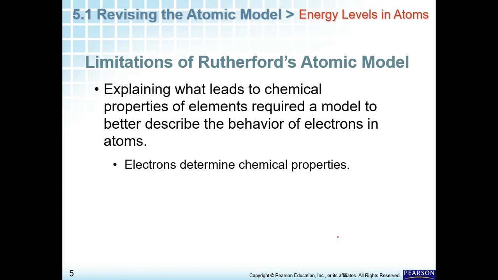So explaining what led to this color change when you heat iron or other chemical properties of elements required a different model, and this model needed to describe the behavior of electrons. The reason for this is because electrons determine chemical properties of elements.